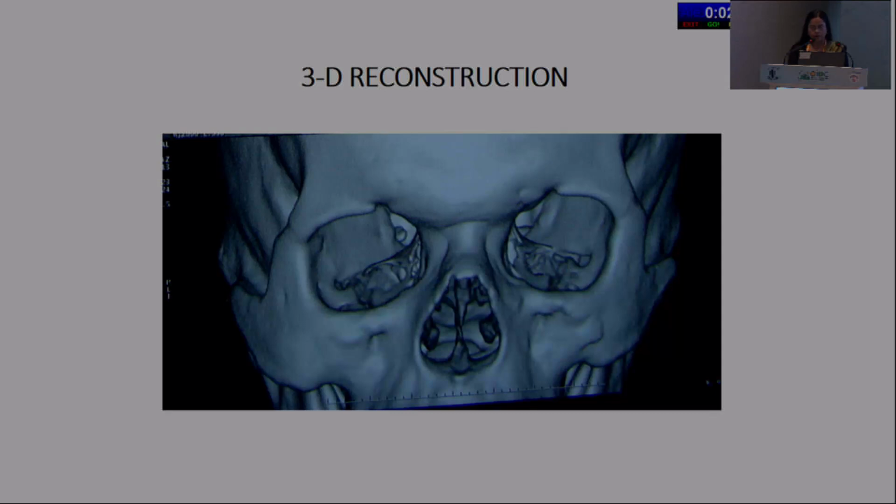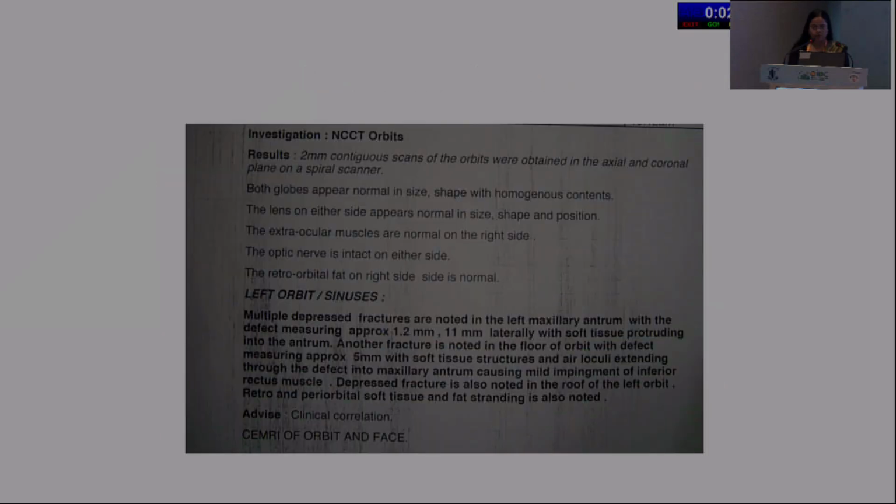Since we have a CT facility in house, we went ahead and looked at the sagittal section also. The image is not over here. This report says multiple depressed fractures were noted in the left maxillary antrum with the defect measuring approximately 1.2 mm to 11 mm laterally with soft tissue protruding into the antrum. Another fracture was noted in the floor of the orbit with a defect measuring approximately 5 mm, with soft tissue structures and air loculi extending through the defect into the maxillary antrum, causing mild impingement of the inferior rectus muscle. This was the radiologist's report.